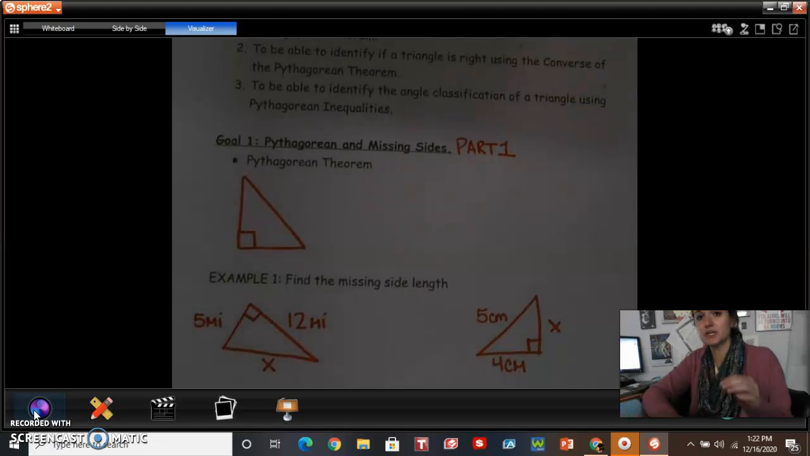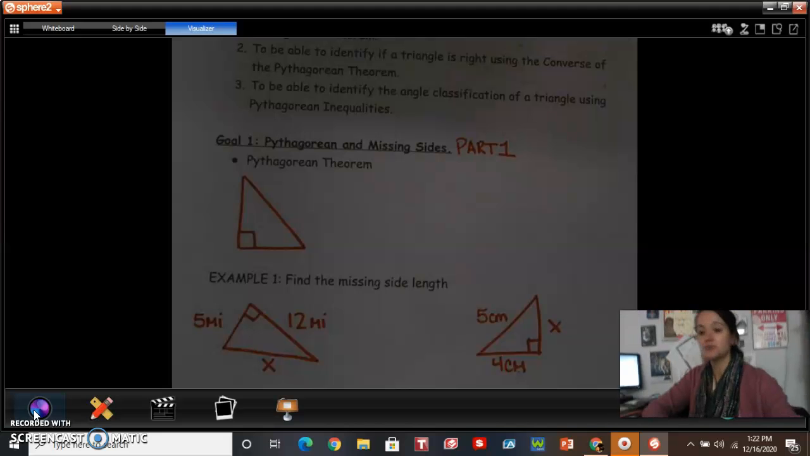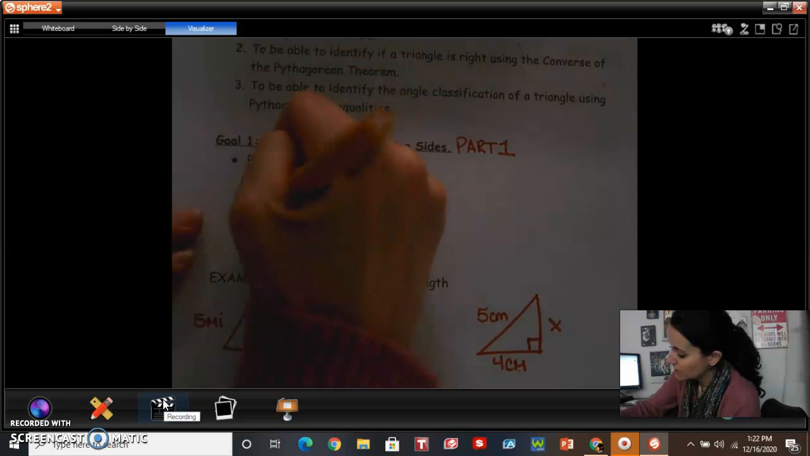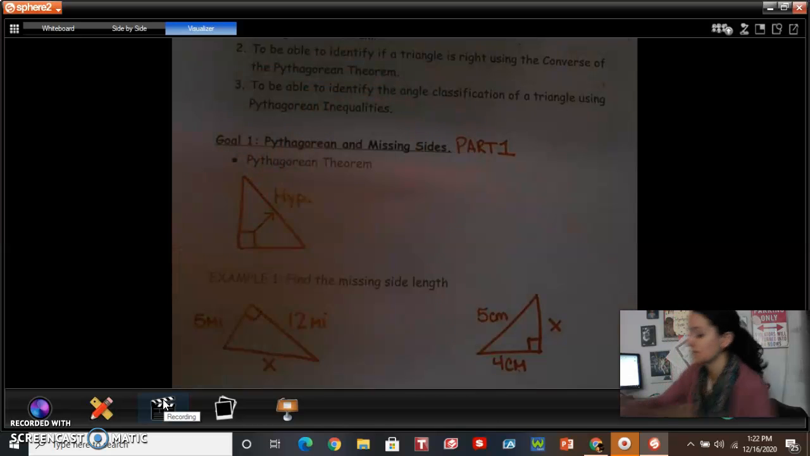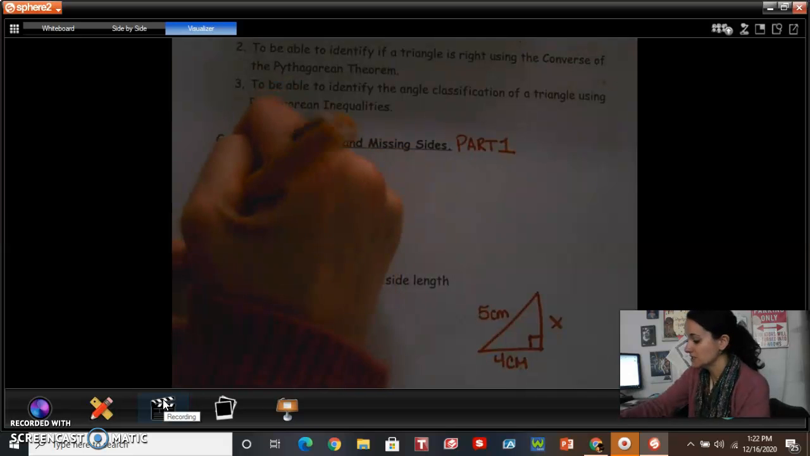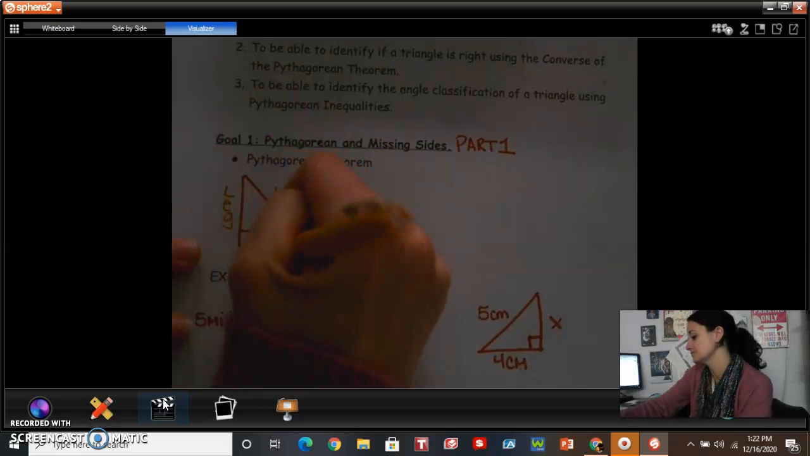So the Pythagorean theorem applies to right triangles and right triangles only. And the important thing to remember is that there are 3 parts to a triangle. There's the hypotenuse, which is always going to be across from the right angle. So if we go across from our right angle here, this will forever be our hypotenuse. Now, our other 2 parts are called legs. So here's a leg, and here's a leg.